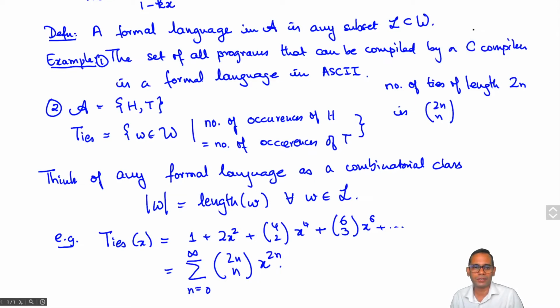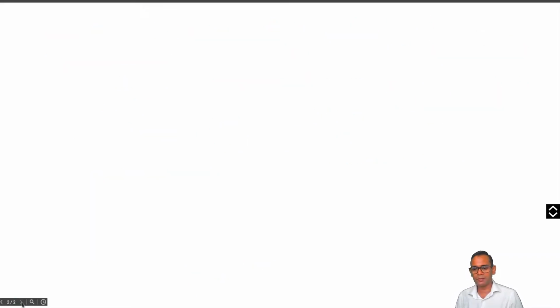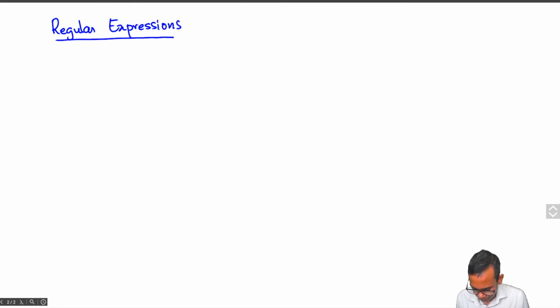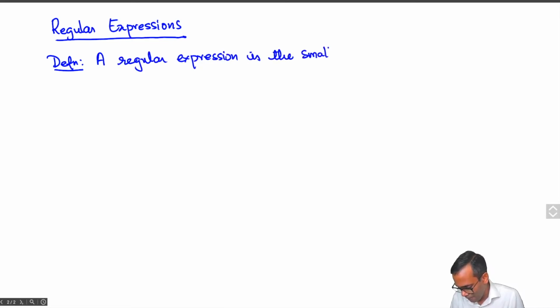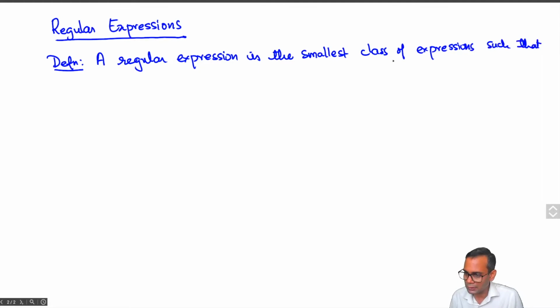There are many different ways of describing languages, and one of the particularly simple and nice ways of doing so is by using what is known as a regular expression. So what is a regular expression? A regular expression, I'll define it by saying what kinds of constructions are allowed with regular expressions. So a regular expression is the smallest class of expressions such that, let's call this class R.